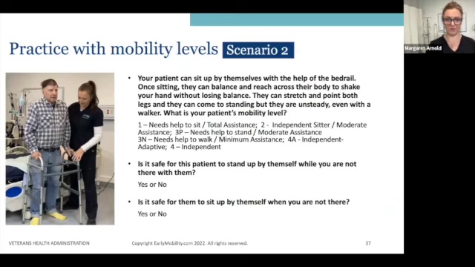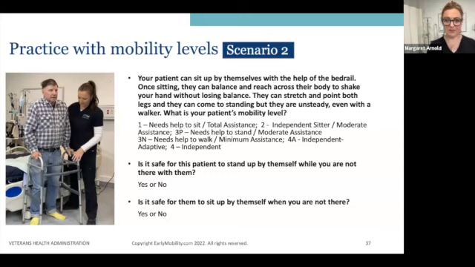What about this scenario? Your patient can sit up by themselves with the help of the bed rail. Once sitting, they can balance and reach across their body to shake your hand without losing balance. They can stretch and point both legs and they can come up to standing, but they are unsteady, even with a walker. What is your patient's mobility level? Hopefully you answered 3P. Remember, a 3N can stand safely without unsteady balance, without swaying, without faltering. So somebody who sways and falters or is unsteady is a 3P.